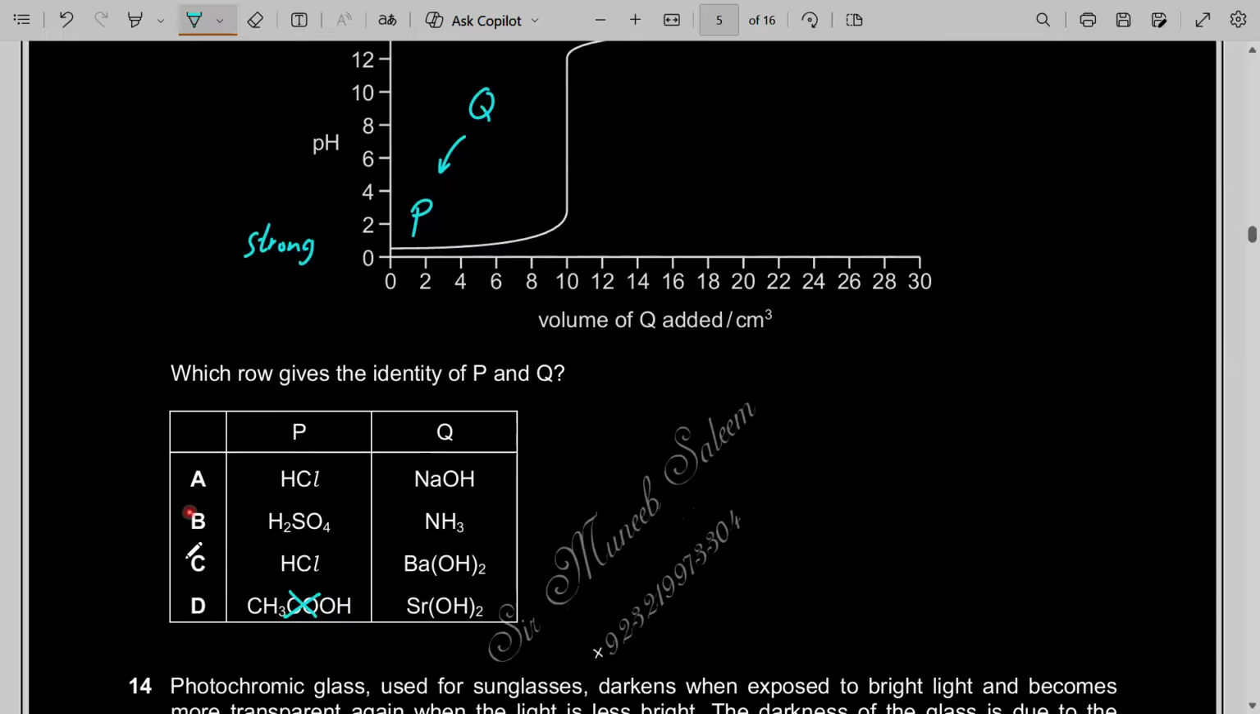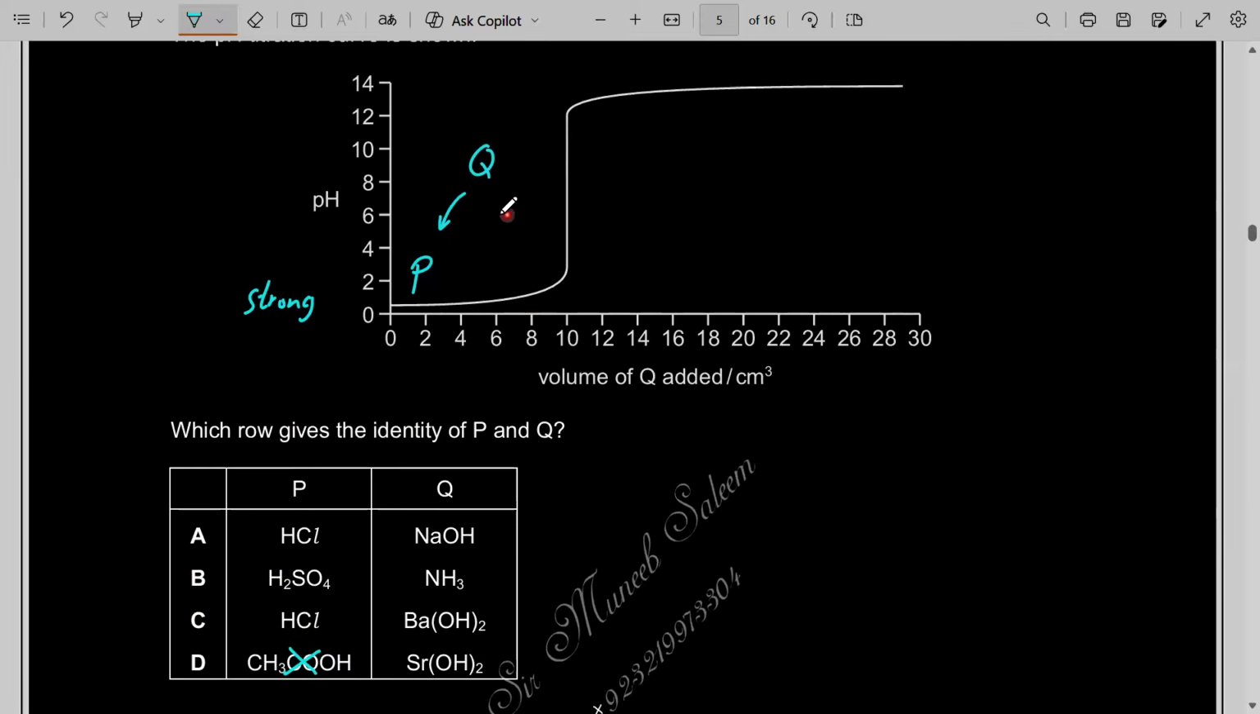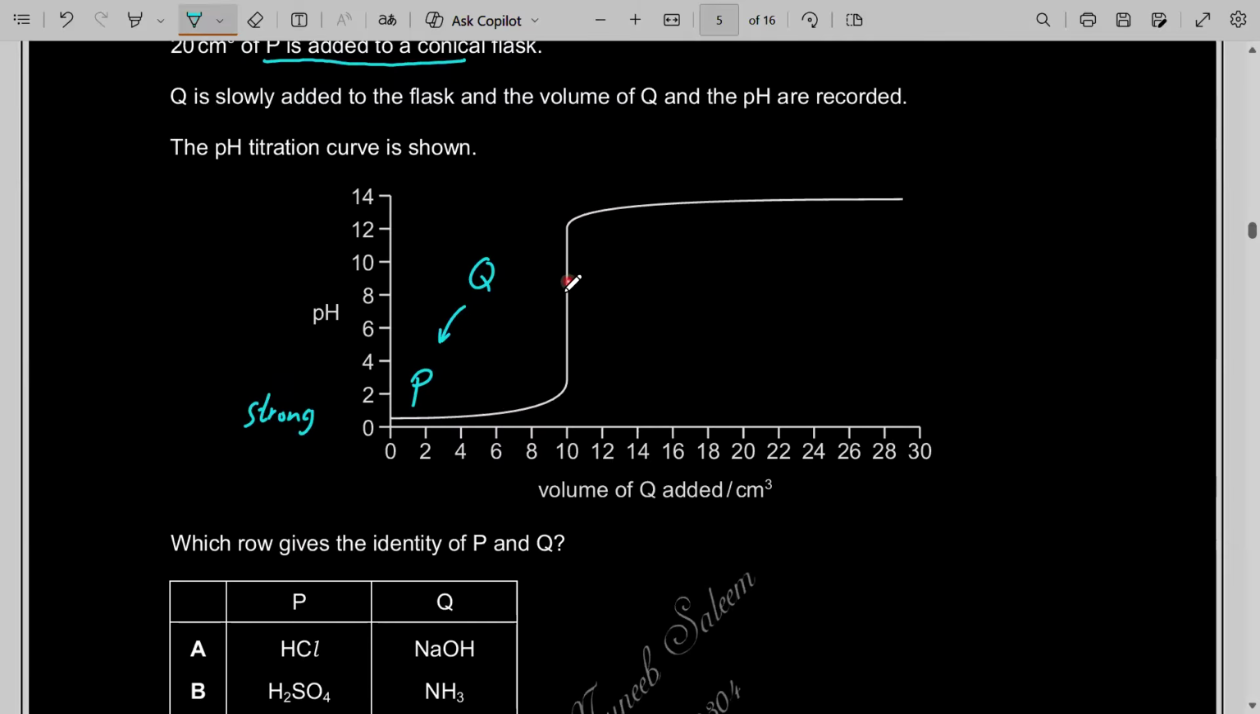So we are left with options A, B, C. And when Q was added, the equivalence point is exactly at 7, because you can consider this the midpoint of this vertical line. This is the midpoint of the vertical line, which is somewhere around pH 7. So pH 7 is the equivalence point here.